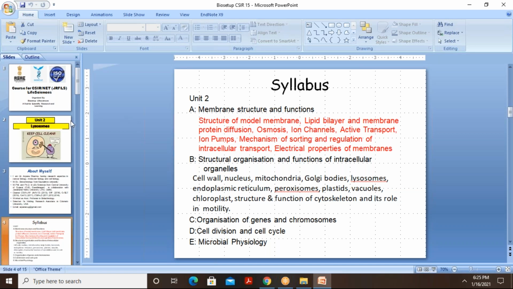And how you will read these PPTs, you just have to make small notes. That's it, small notes. And I have told you that please buy Pathfinder.